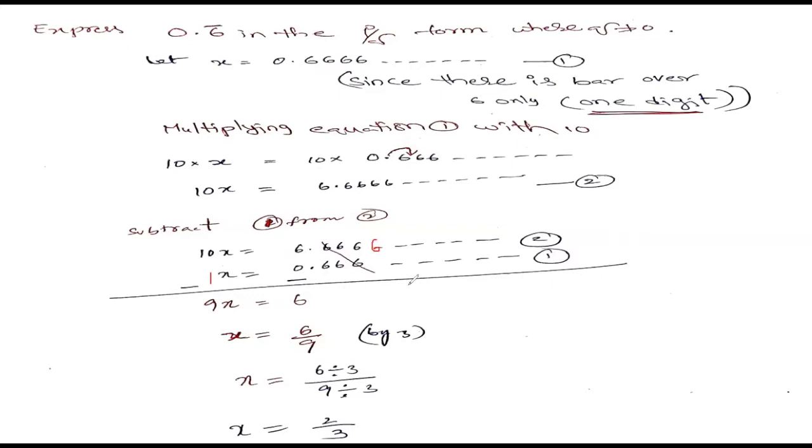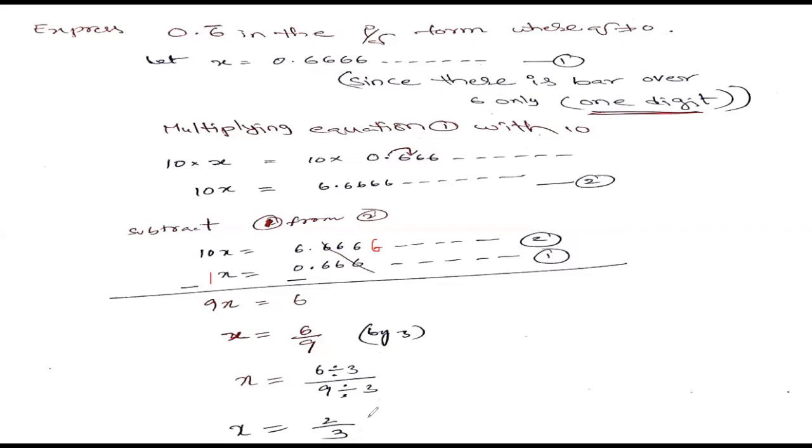After the decimal point, all cancel. Now 6 minus 0, 6. So x is equal to, this side multiplication becomes division, 6 by 9. Cancellation is possible, divided by 3. So you will get 2 by 3. So 0.6 bar is repeating, and we can express it as a rational number. Just copy, children. Start writing.